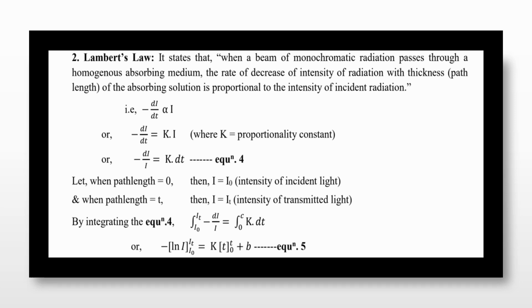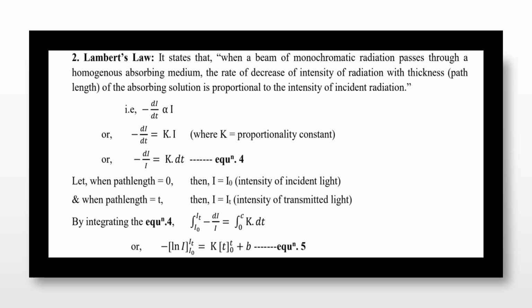That is, it can also be written as minus dI by dt is directly proportional to I, that is the intensity, or minus dI by dt is equal to k times I. K is the proportionality constant. So, this can also be written as minus dI by I is equal to k times dt. Name this as equation 4.